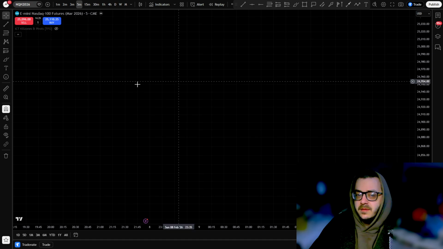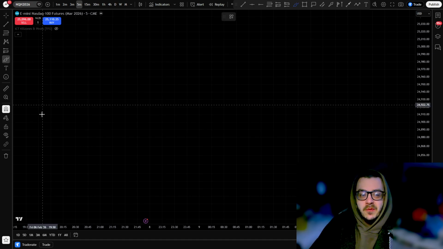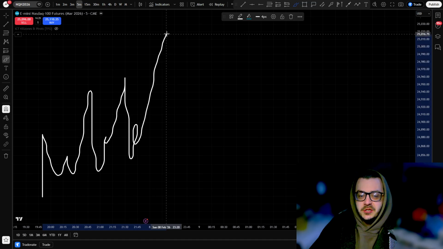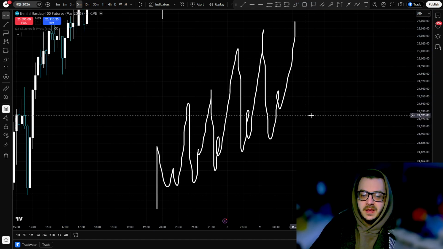So, this is my strategy. It's so simple, anyone could do it. Say this is your price action. There we go, that's my price action.